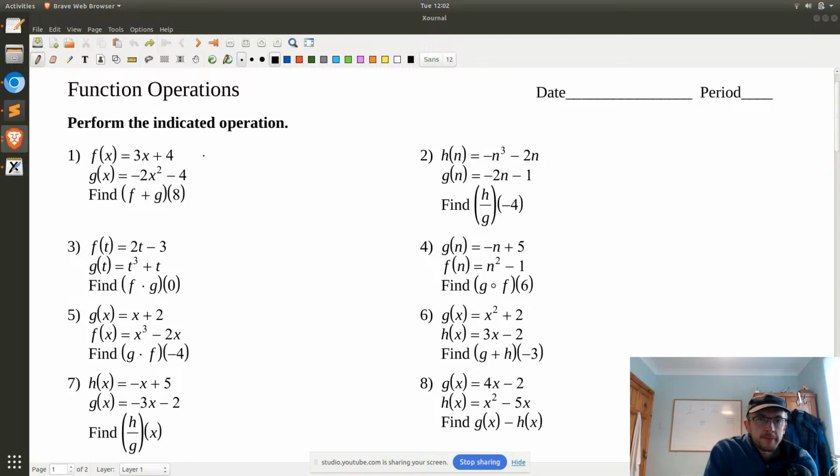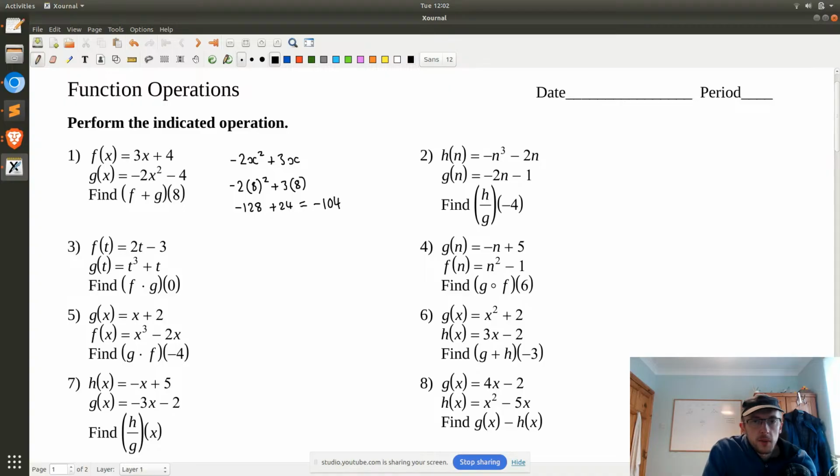So first, add the pair of functions together. And then substitute in 8 and see what you get. 64 times -2, you get -128. And add 24 to get a final answer of -104.